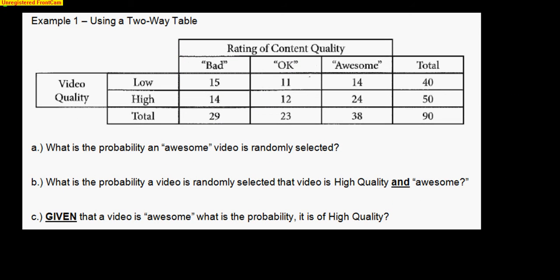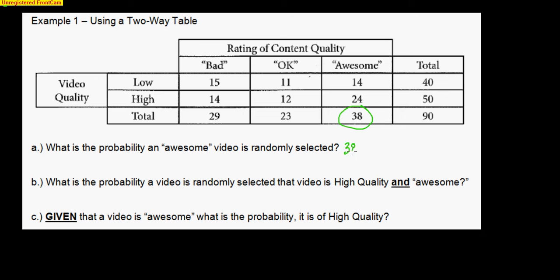So here's an example. We looked at 90 videos and we qualified them as content, meaning bad, okay, or awesome. And then we also looked at the quality of the video, low or high. So first question is kind of a review question. What's the probability that a video chosen at random is awesome? Well, that's easy. 38 videos are awesome.